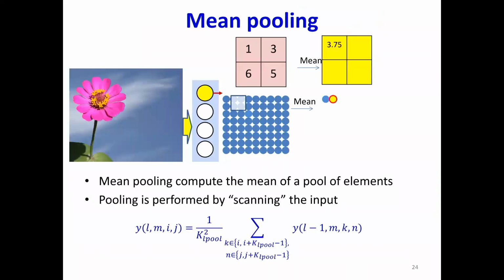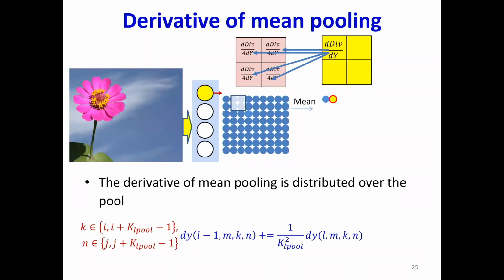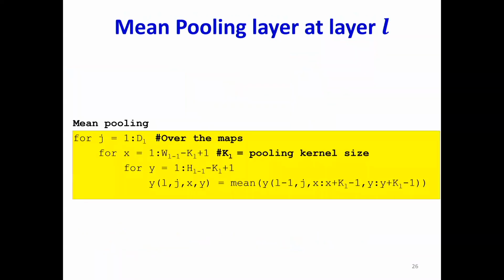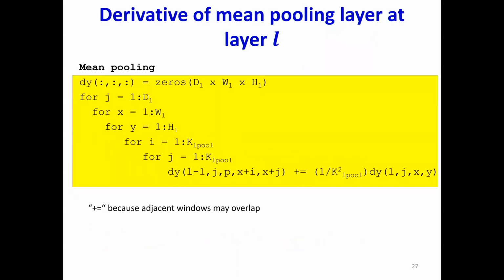And then for mean pooling, we saw the same thing. In mean pooling, the output is the average of all of the elements in the window. So when you go backwards, the derivative over here gets equally distributed over the entire window. It's just uniformly spread out. Code-wise too, that's what it looked like. This was the forward mean pooling. Within each window, you just computed the mean. Going backwards, at every location within the window, you just incremented the derivative by 1 over k squared times the derivative at the output.